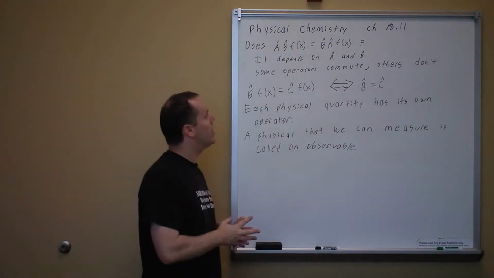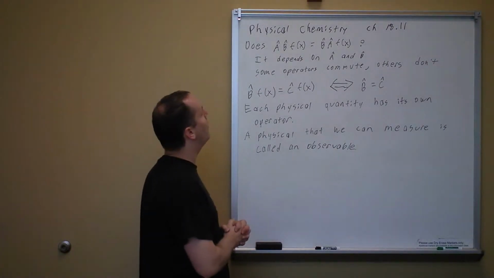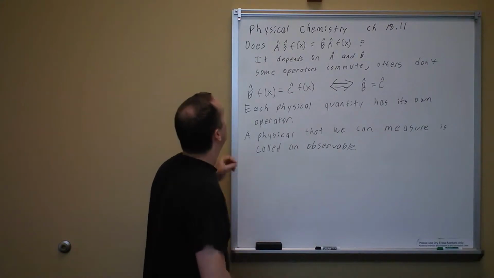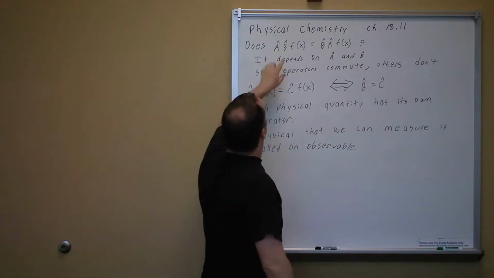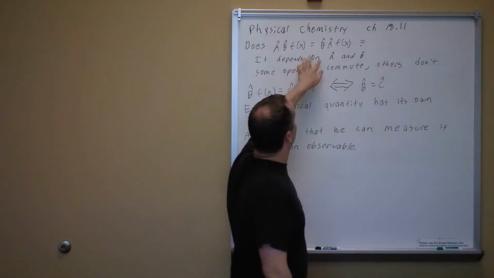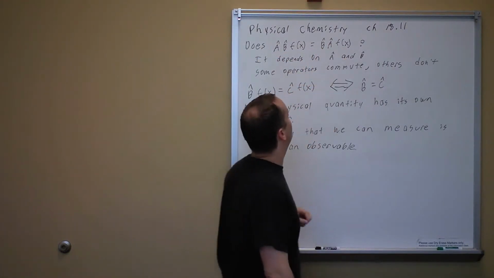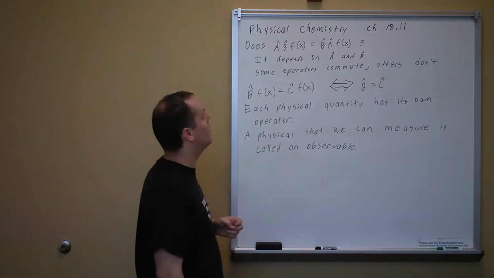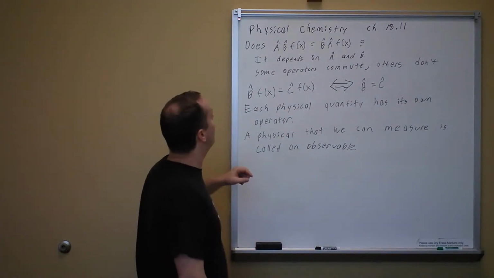Continuing on physical chemistry, chapter 18, we're in section 11 now. We're talking about operators. So you're probably wondering then, if you have A hat, B hat of f of x, is that the same thing as B hat, A hat of f of x? What you're really asking is, are they commuting? Does order matter? And the answer is yes, order matters.